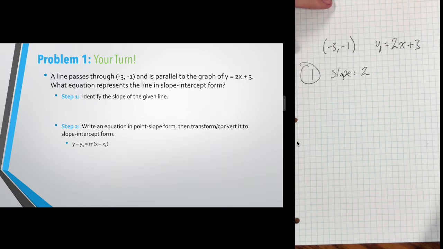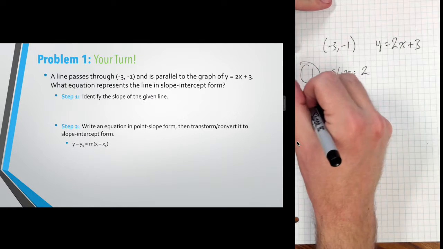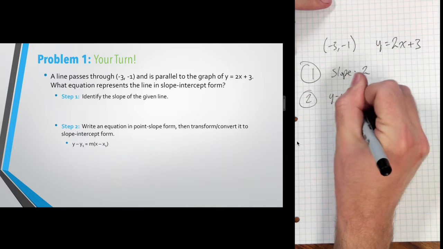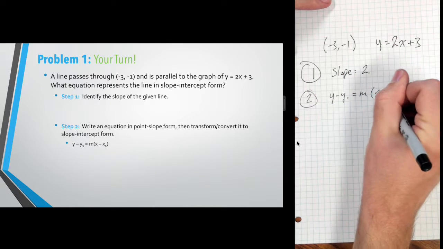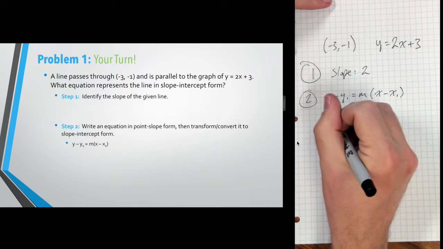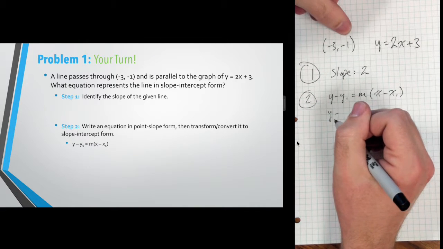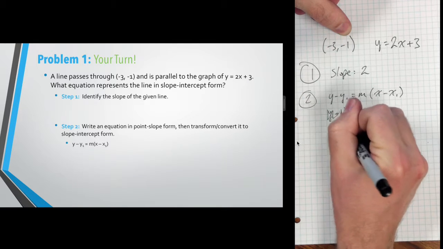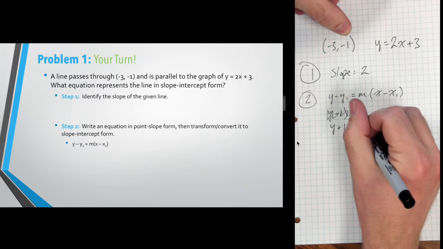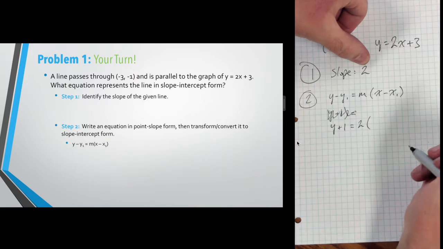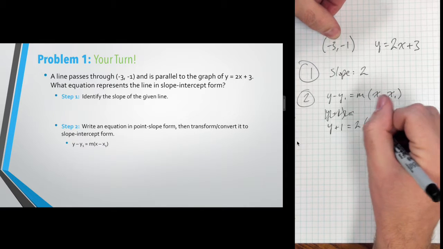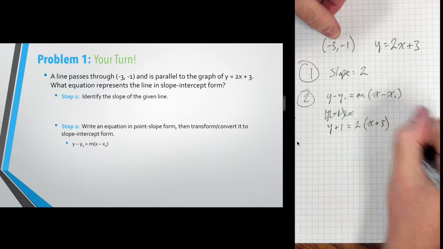That means that our slope of the new equation will also be 2. So our second step, we need to write it in y minus y1 equals m times x minus x1. So y minus y1 is -1, so this becomes y plus 1. Oops, sorry. Y plus 1 equals, m is 2. That's right here. That's our slope. Times x minus x1 is negative 3. So this is going to be plus 3.